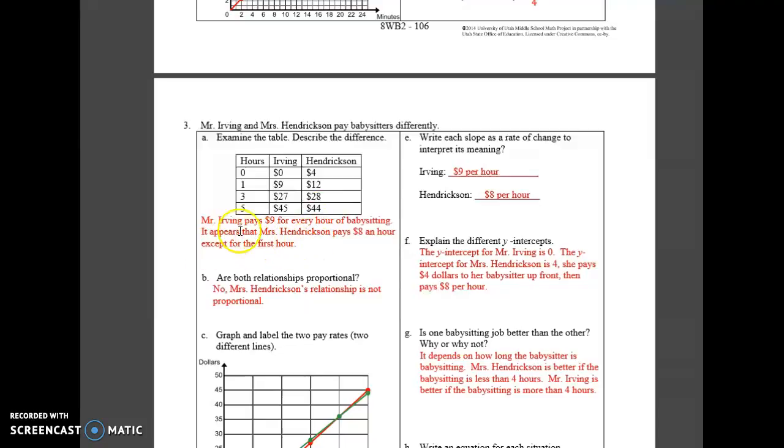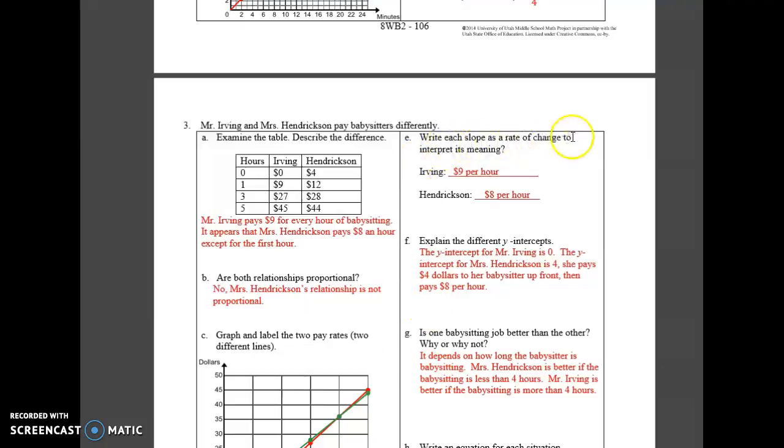So the difference here is Mr. Irving pays 9 for every hour of babysitting. Mrs. Hendrickson pays 8 every hour for babysitting, except that she pays $4 just for coming over. Are they proportional relationships? The answer is no. Mr. Irving is, because he's at 0, 0, but Mrs. Hendrickson is 0, 4. And so she is not proportional.